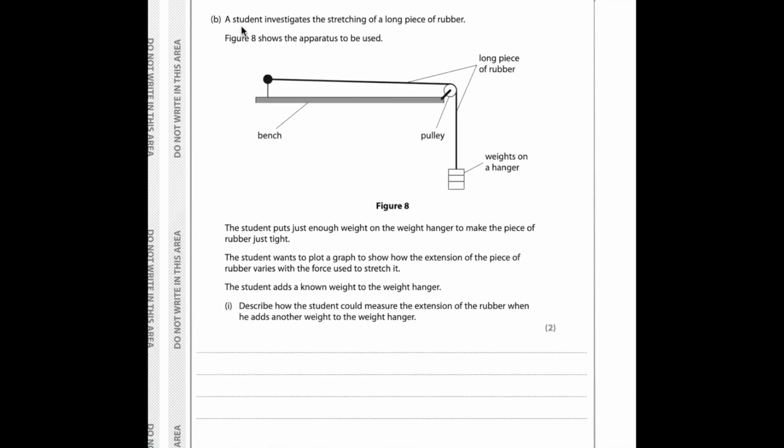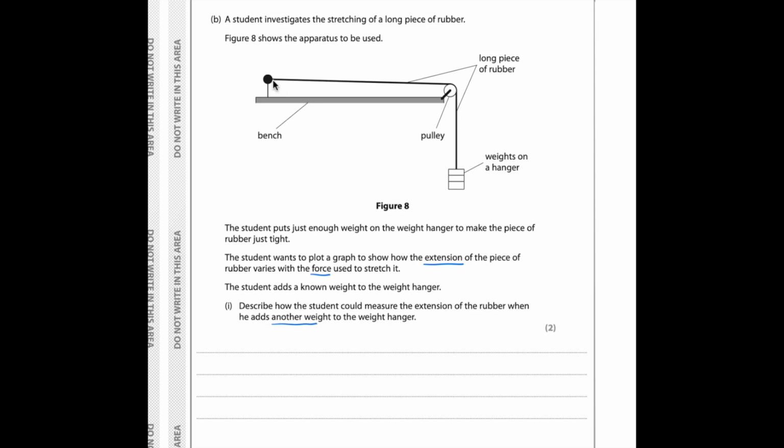Question B. A student investigates the stretching of a long piece of rubber. Figure 8 shows the apparatus to be used. The student puts just enough weight on the weight hanger to make the piece of rubber just tight. The student wants to plot a graph to show how the extension of the piece of rubber varies with the force used to stretch it. The student adds a known weight to the weight hanger. Describe how the student could measure the extension of the rubber when he adds another weight to the weight hanger.